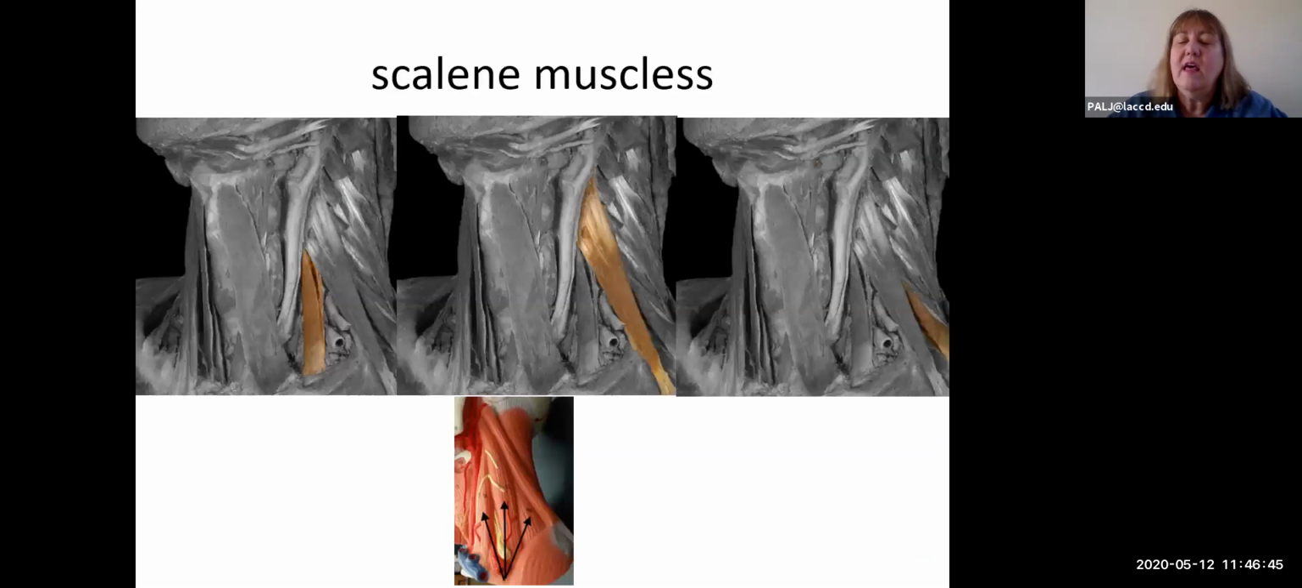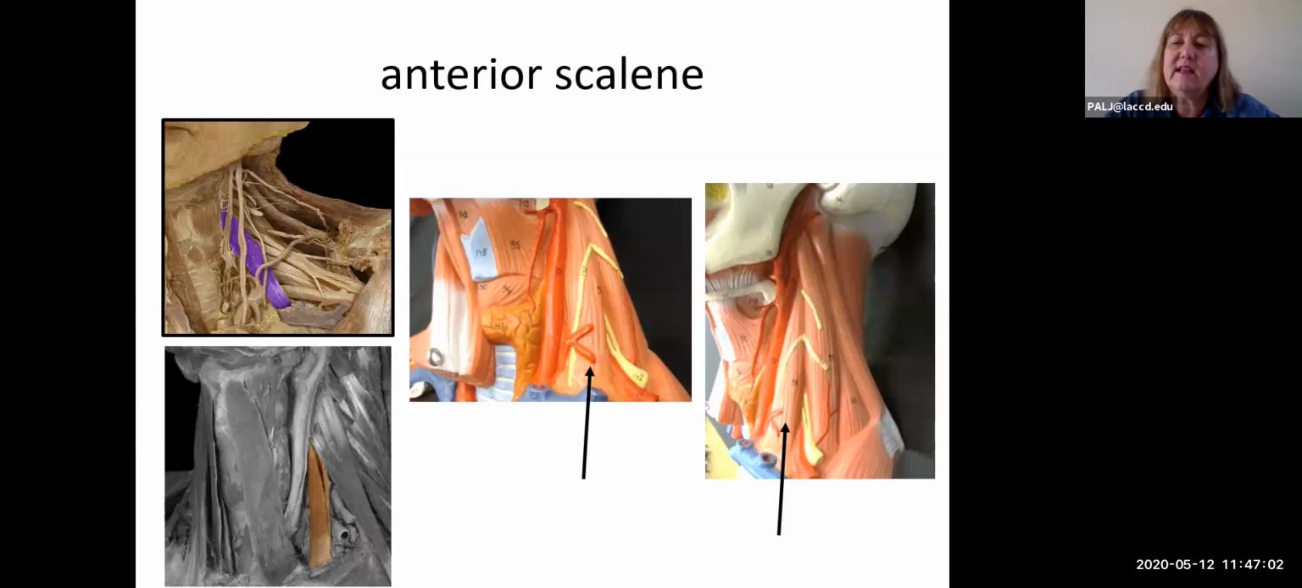All right. Then we have the scalene muscles, 3 muscles up there in the neck. All 3 of these muscles attach from transverse processes of the spine, and then they're going to attach to either the first rib or the second rib. The anterior scalene attaches to the first rib, so when it contracts, it helps elevate the first rib so you can dump a little bit more air into your chest cavity for forced inspiration.